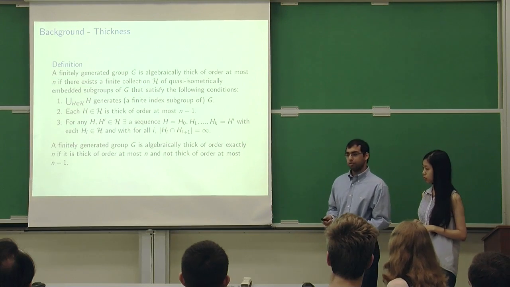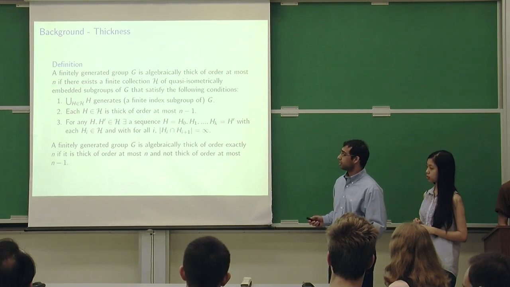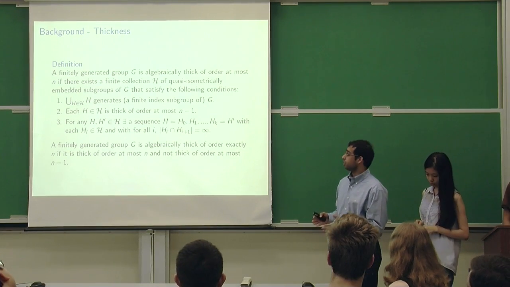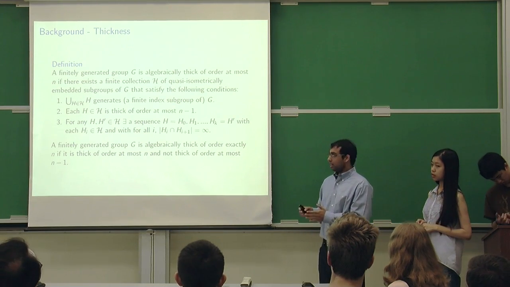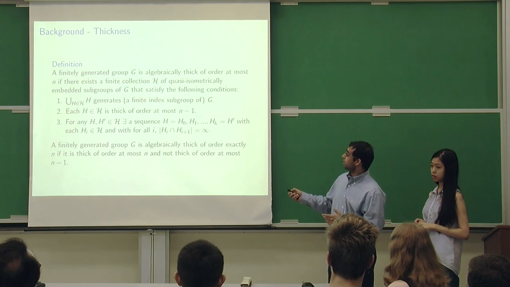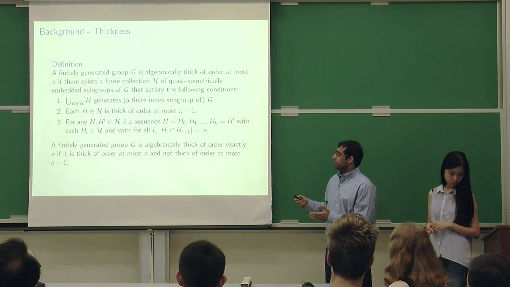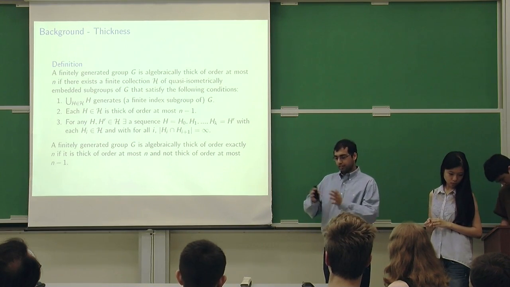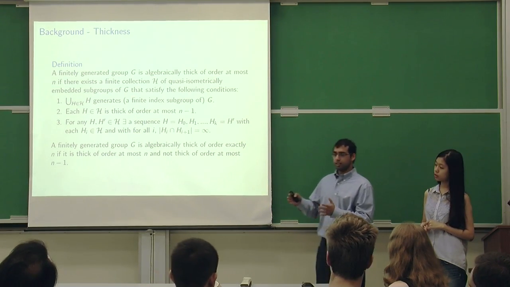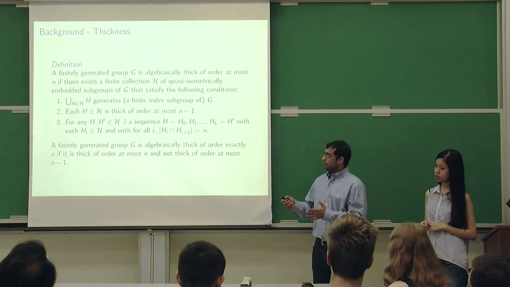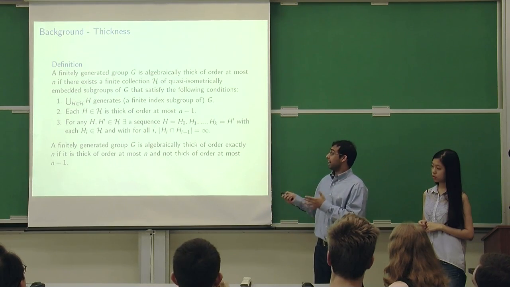So I guess Lena gave us an idea of how to understand thickness through divergence, and I'm going to give a slightly different notion of thickness. If you look at any finitely generated group G, we say that it's algebraically thick of order at most n if we can find a collection script H of quasi-isometrically embedded subgroups that satisfy certain conditions. Effectively, if we take the union of all these H in script H, we generate the entire group G or some finite index subgroup of it. Then we want each of the quasi-isometrically embedded subgroups to themselves be thick of order at most n minus 1.